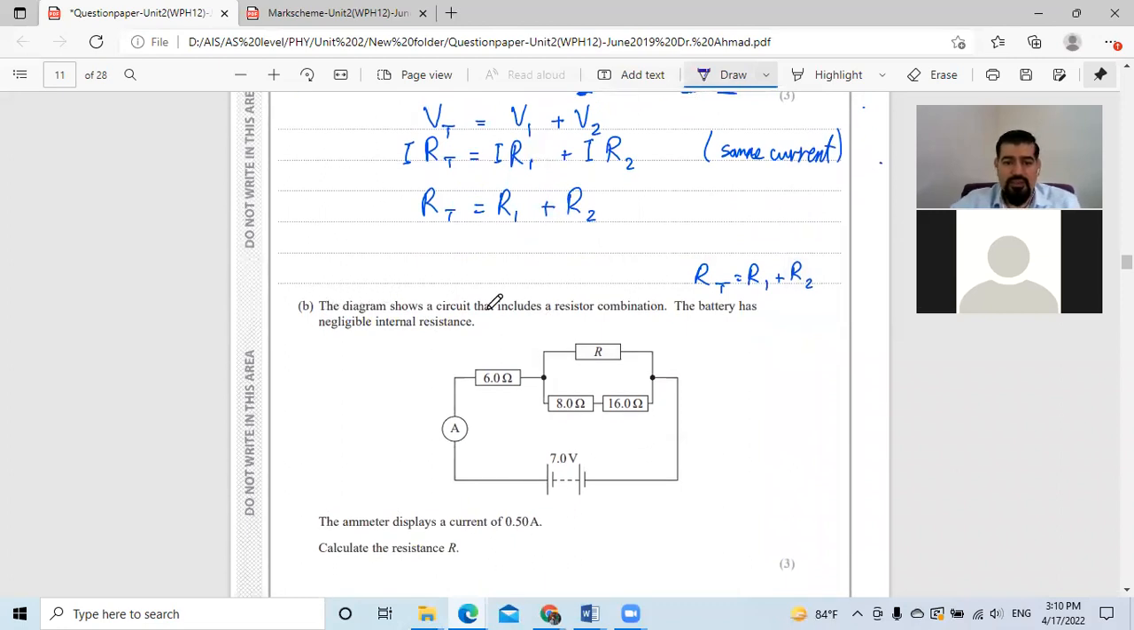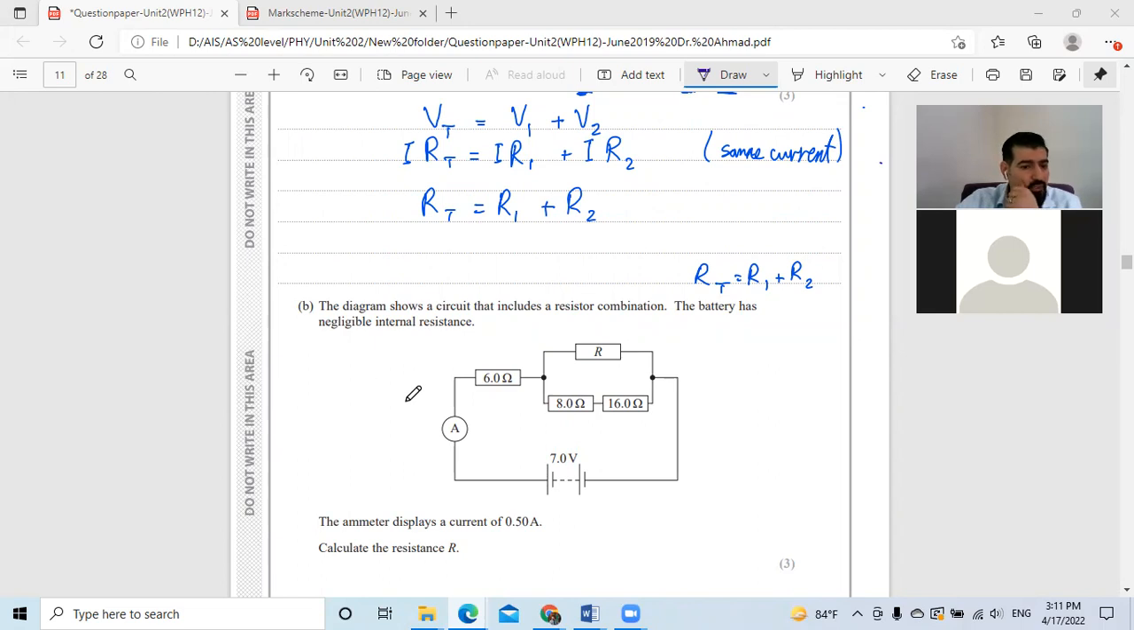The diagram shows a circuit that includes a resistor combination. The battery has a negligible internal resistance here. And we have, as you can see, 6 ohm in series, 8 and 16 are in series, and they are in parallel with the unknown resistor R. All the circuit is in series with each other.